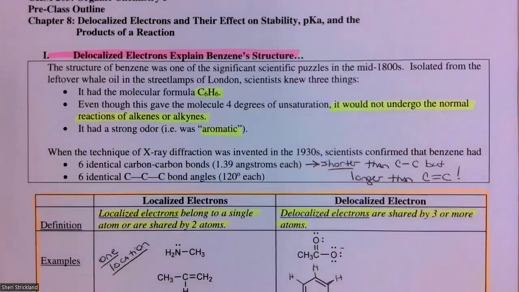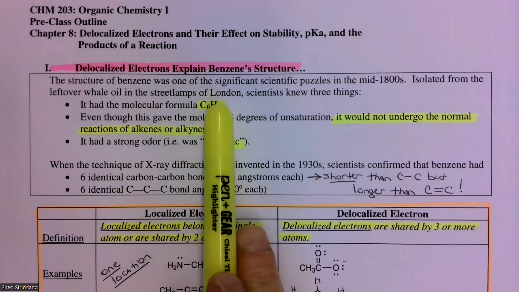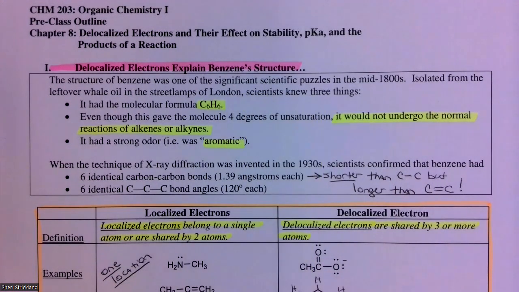So the story of delocalized electrons really begins with benzene. By the mid-1800s, people knew that benzene existed because it had been isolated from the leftover whale oil in the street lamps of London, but they couldn't figure out its structure. And in fact, it was one of the significant scientific puzzles in the mid-1800s in Europe.